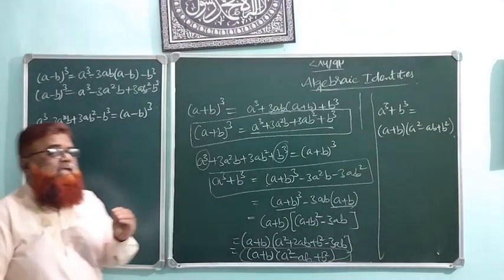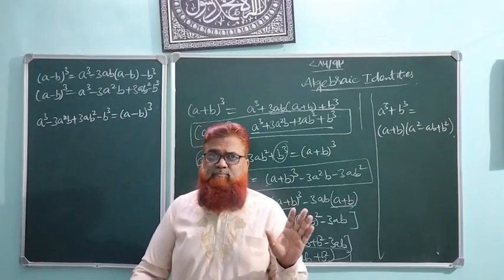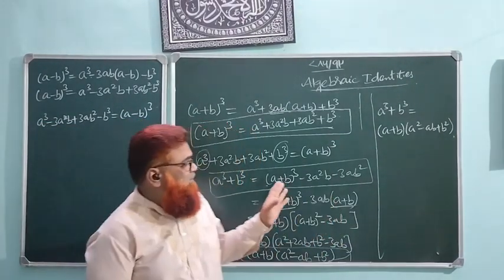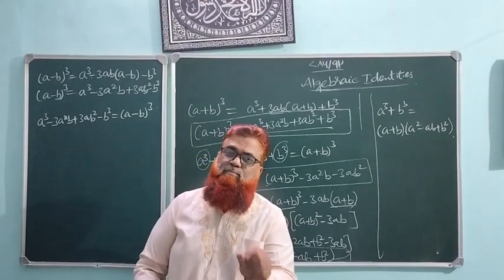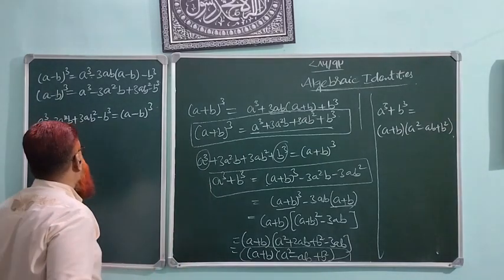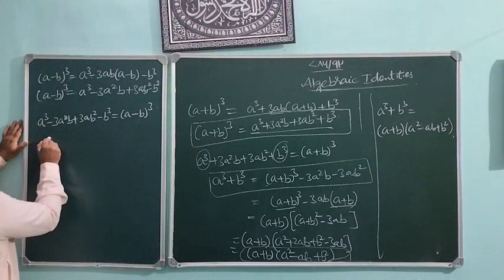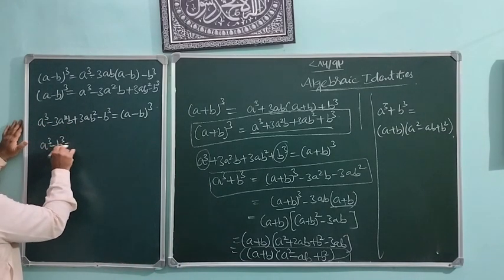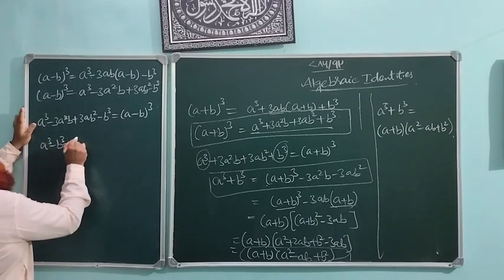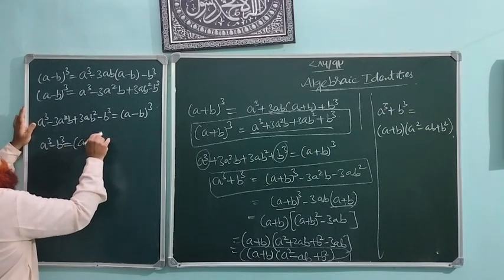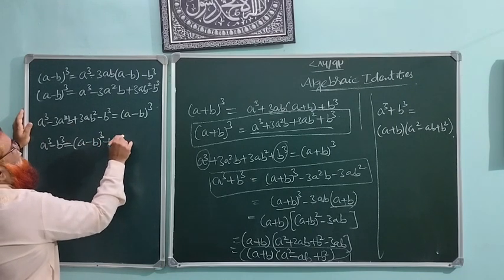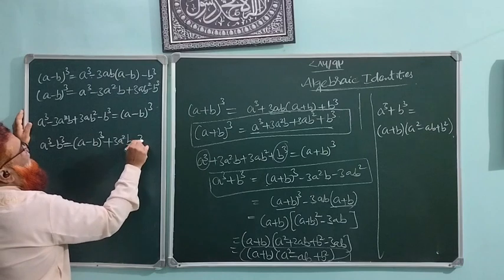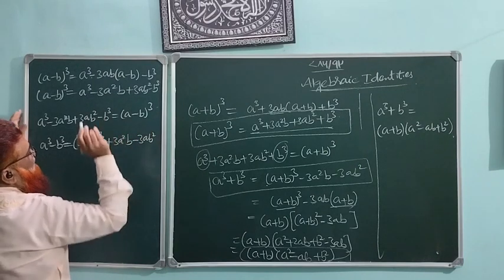But I need only a cube minus b cube. Just how I have taken here a cube plus b cube, here also I am going to take a cube minus b cube. Let's see what happens. A cube minus b cube is equal to a minus b whole cube. Then this will be plus 3a square b. This is minus 3ab square.